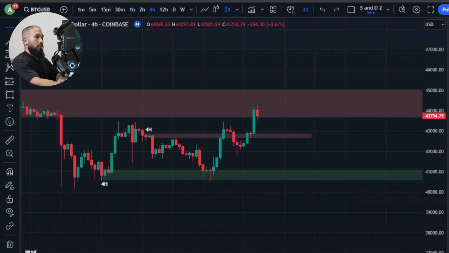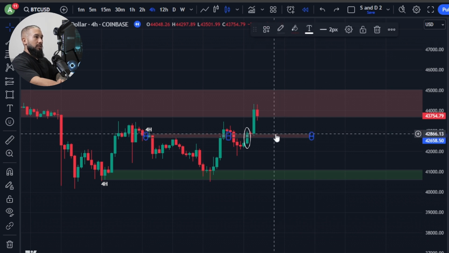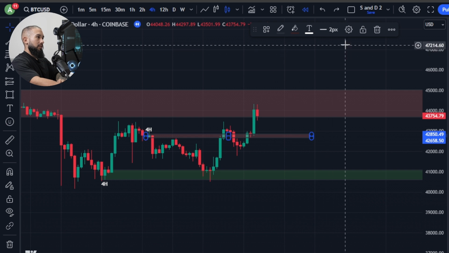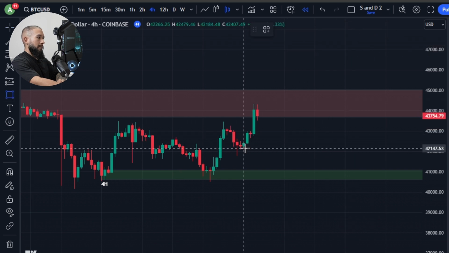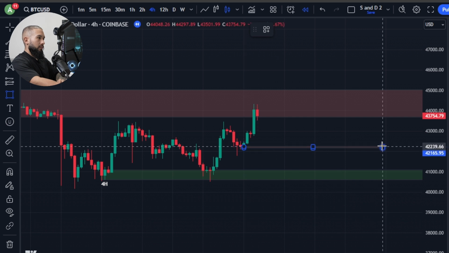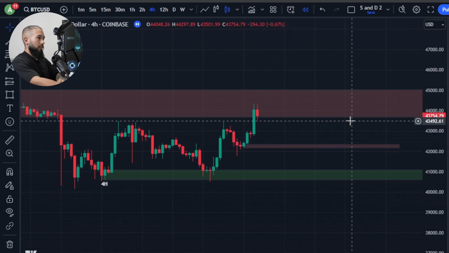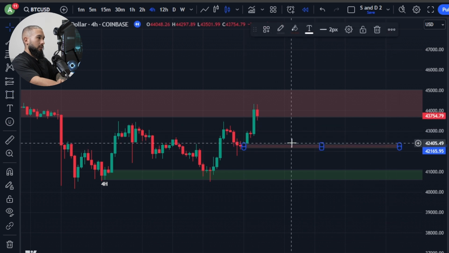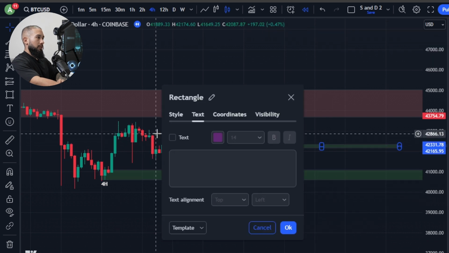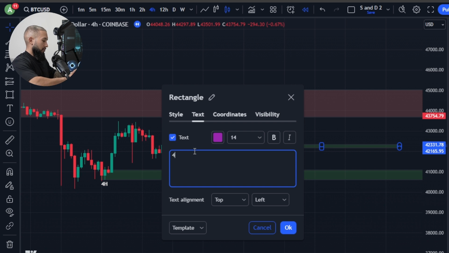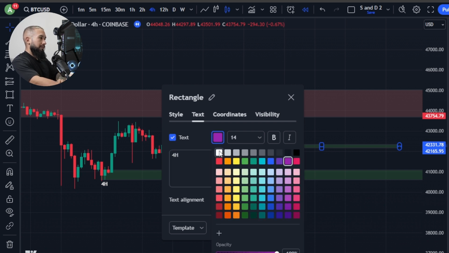Now we're going to remove this 4-hour supply zone because it has been invalidated by having a dominant imbalance candle take it out. This imbalance candle is on the 4-hour time frame for demand zone, so we're also going to draw that out. And I'm also going to label this as a 4-hour time frame.